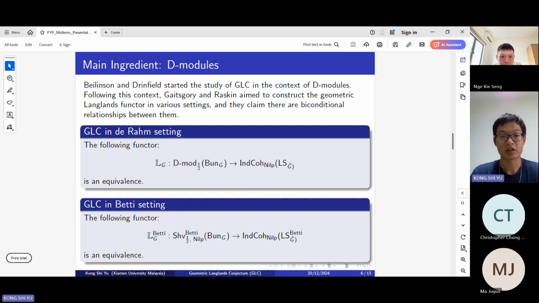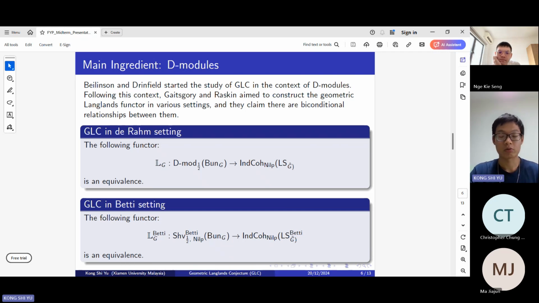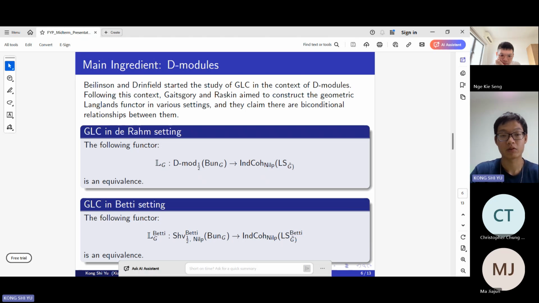Basically, Beilinson and Drinfeld started this study in the context of D-modules, and recently Gaitsgory and Raskin aim to construct the geometric Langlands functor in various settings, and they claim that there are relationships between these settings. The two settings provided in the paper are the de Rham setting and the Betti setting. So basically, this is a functor, and we are looking at the categories. They claim these two categories are equivalent, and also these two categories are equivalent. In their paper, they claim there is a biconditional relationship between these settings, so once we can prove one, we can imply the other, and also the other way around.